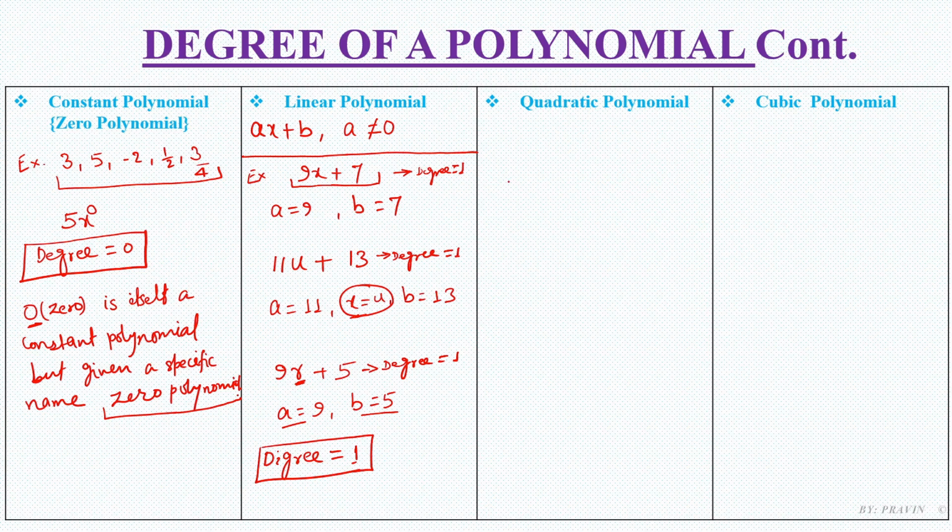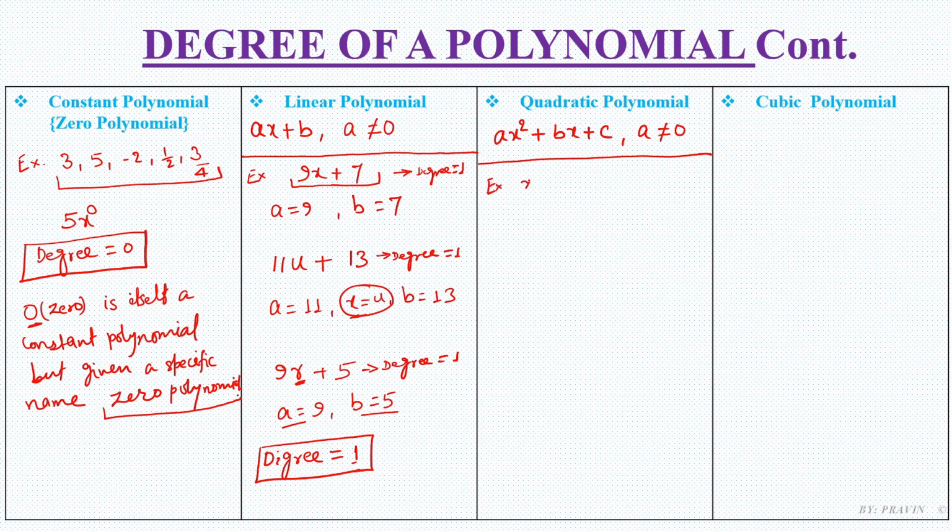Remember. Next, the quadratic polynomial. Again, a quadratic polynomial will look like this: ax square plus bx plus c, where a can't be 0. Why am I writing a can't be 0 here? Because when you put a is equal to 0, the ax square term will vanish. Similarly, if you put a is equal to 0 here, then the x square term will vanish and it will not remain a quadratic form; it will become a linear form. So this is the standard form.